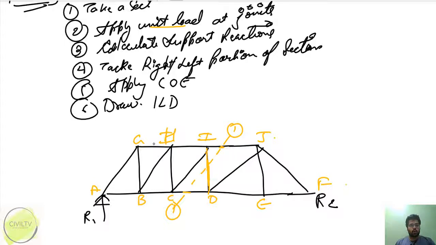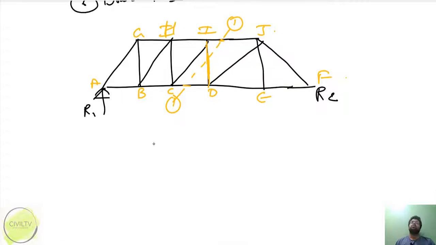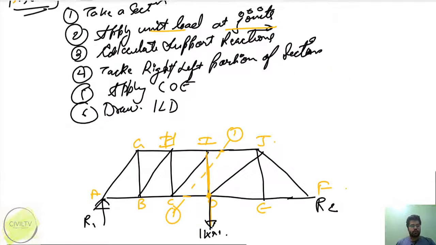After that, apply unit load at joint. So I told you where to apply unit load. I won't be applying unit loads on each and every joint. Instead of that I will apply unit loads on 2 to 3 joints. That will be the joint on which I have to calculate the influence line diagram, this member ID. So first the unit load will be on this joint, so on this joint I applied a unit load of 1 kilonewton.